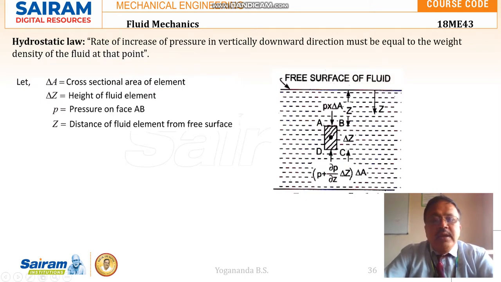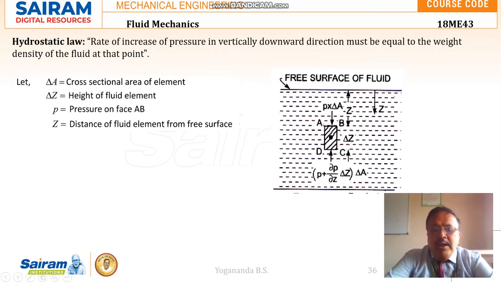Let the elementary area have the cross-sectional area delta A, right? So dz is the height of the fluid element, that is delta Z. P is the pressure applied by the surrounding fluid. Now the pressure force is P into delta A, since pressure is equal to force by area, so pressure force is pressure into area.